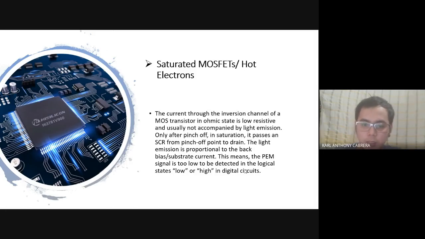Kapag naman nasa dynamic operation, pwedeng makadetect ng photons as indicators of correct function. Whenever FETs switch, they pass the maximum substrate current condition and emit light. Dynamic measurement in picosecond resolution of photon emission can be used to track signal propagation and timing of the circuitry for design verification. Next.